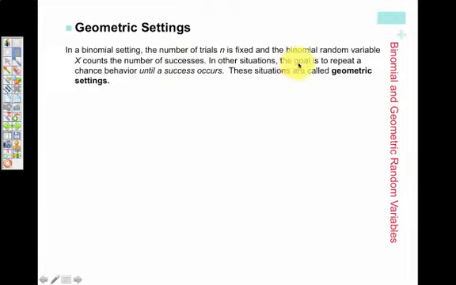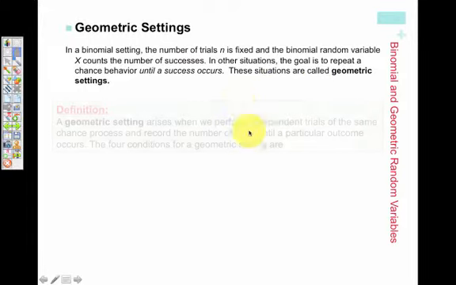But in a geometric setting, the goal is to repeat a chance behavior until we get a success. So we're going to do it over and over and over until what we want happens. And we're going to look at the probabilities associated with that.